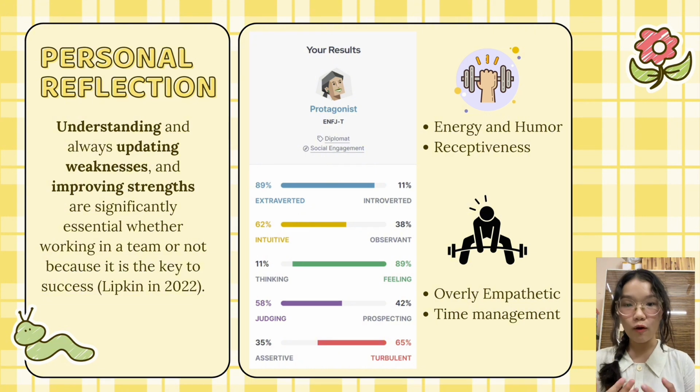Talk about my weakness: being overly empathetic. While empathy is important, I may struggle with making tough decisions or providing constructive feedback, as I prioritize avoiding conflict over expressing issues directly. The next one is time management.